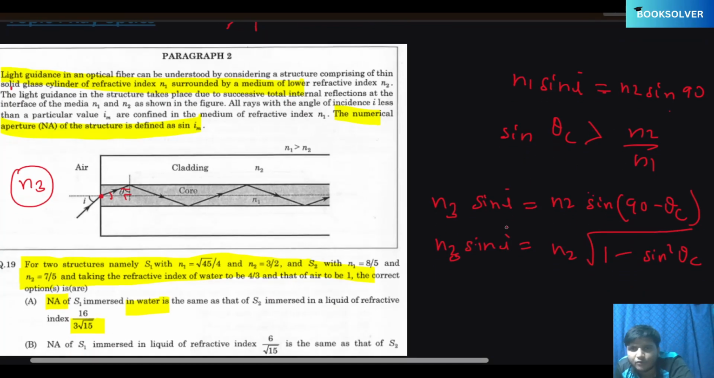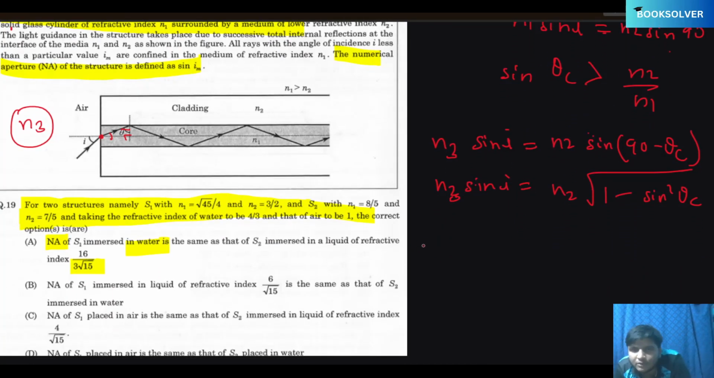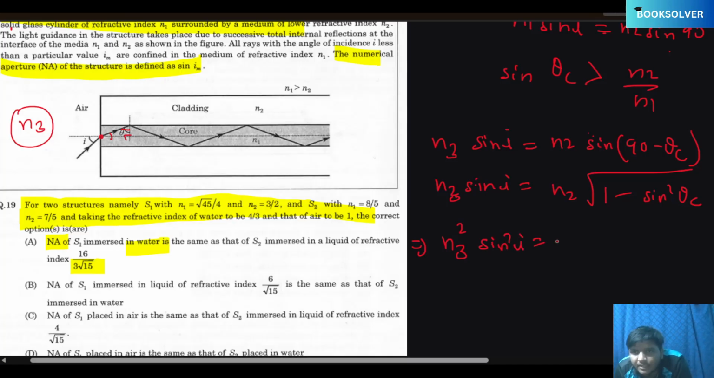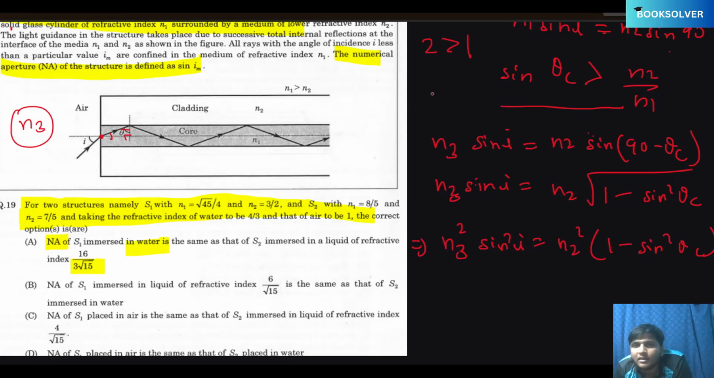Now, since we do not want any kind of root terms, we will square both sides. So we will get N3 square times sine square I equal to N2 square times 1 minus sine square theta C. And from here, if you know that 2 is greater than 1, but minus 1 is actually greater than minus 2.